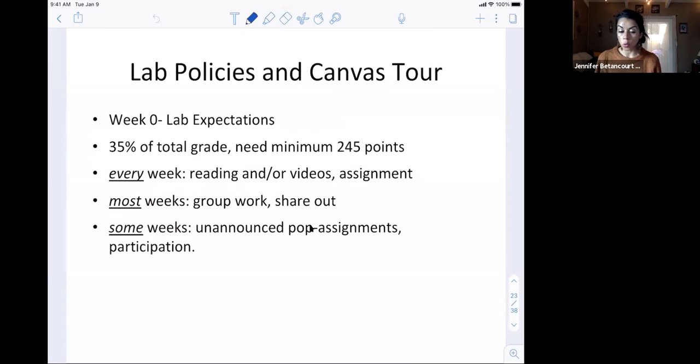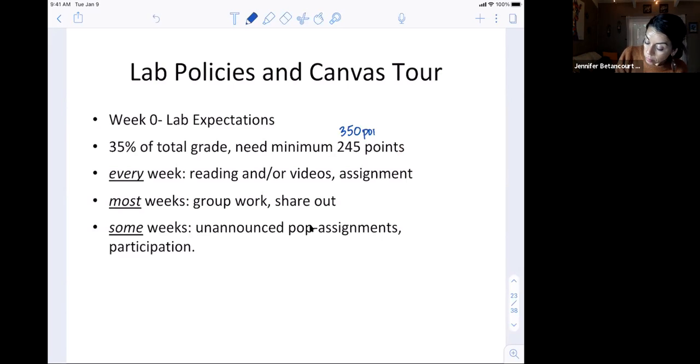And so I will show you where the week 0 lab expectations document is, and that should have been something that you should have read before lab. And I'll just remind you that lab is 35% of the total grade. However, you need to consider lab like its own individual class. You have to pass the lab. And in order to pass the lab, you need a minimum of 245 points. Okay, so a minimum of 245 points. And the most that you can earn is 350 points.